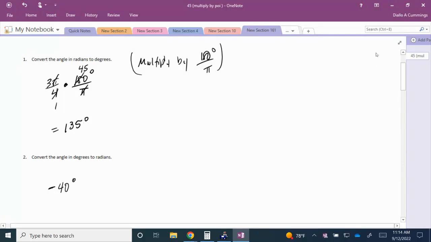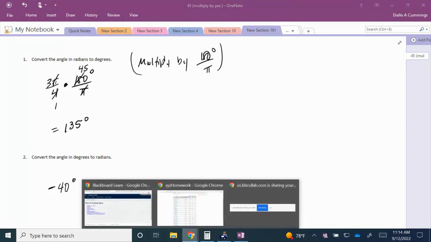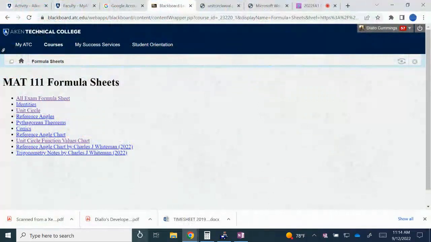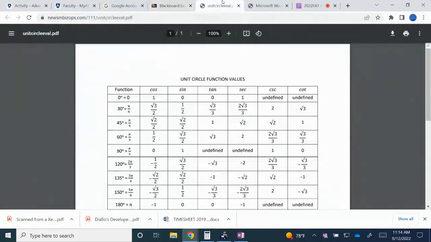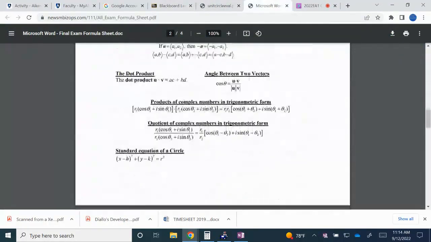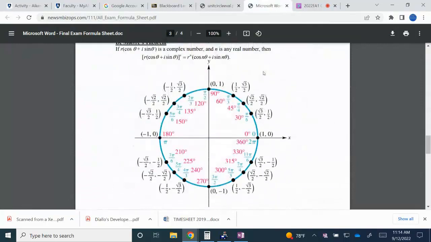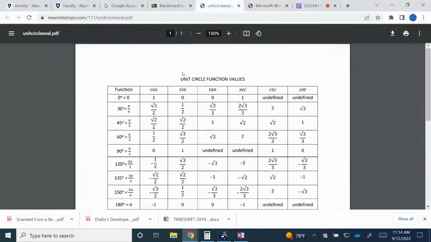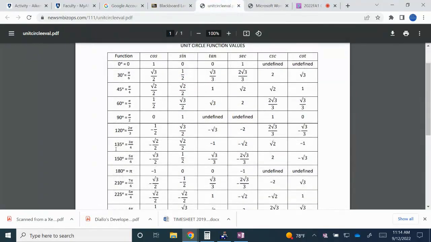You can also find this value on the unit circle. It's on a document by itself, but it's also on the last page of the all exam formula sheet, so we can see that there's a conversion here. 3 pi over 4 is 135 degrees. You can also find that conversion on the function value sheet. Okay, 135 degrees is 3 pi over 4 radians.